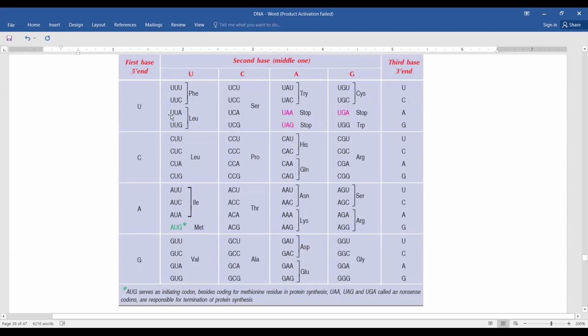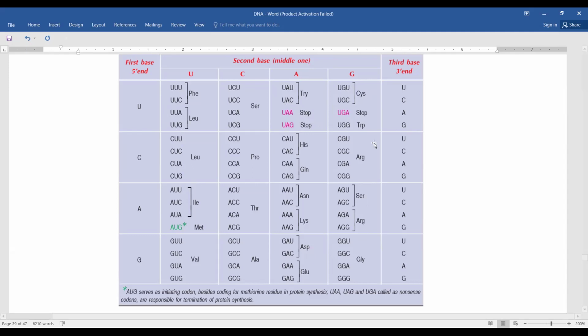Now we have 4 codons. And the second term: U C U, U C C, U C A, U C G. Like this, here you can see U A U, U A C, U A A, U A G. Same way, U G U, U G C, U G A, U G G. So in this way, how many chances are there? Total 64 codons are formed.